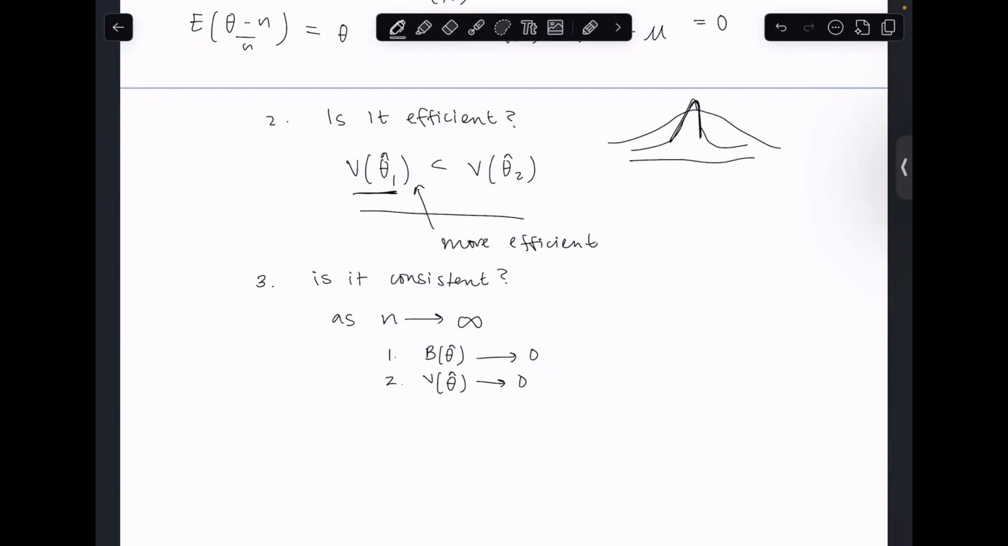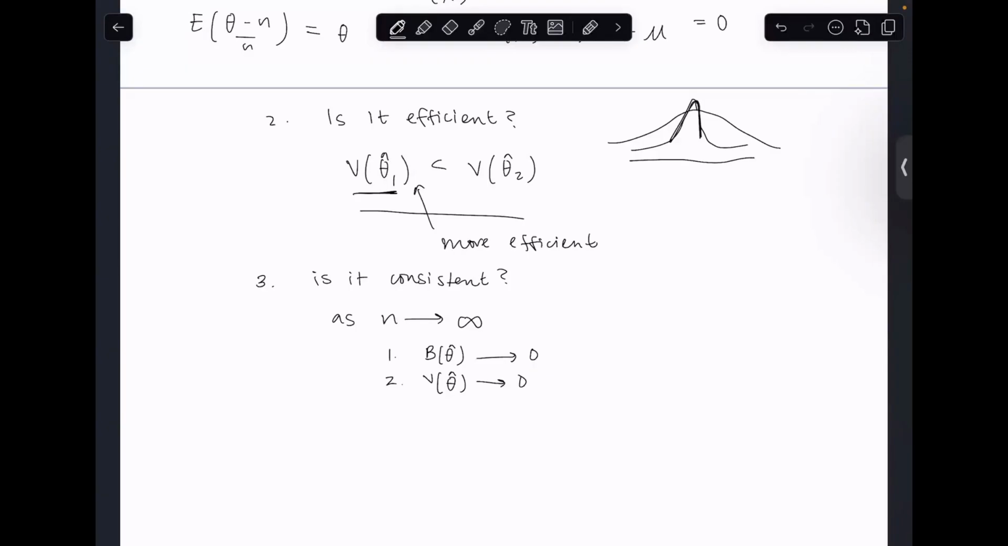And that's the same thing as the variance. A variance equaling 0 means you're just getting values that are all the same. Am I getting more consistent over time? So it's just as I increase N, is it consistent? That means: is the bias approaching 0 and is the variance approaching 0?